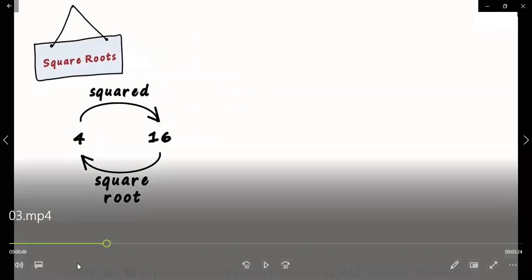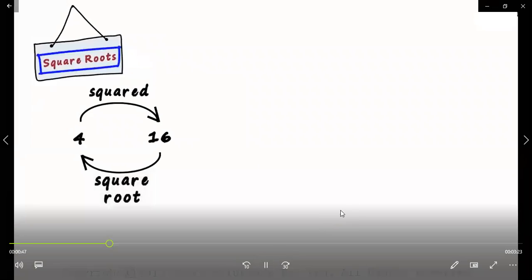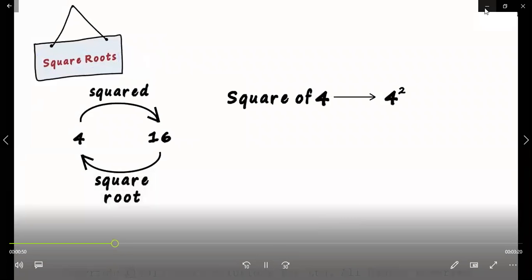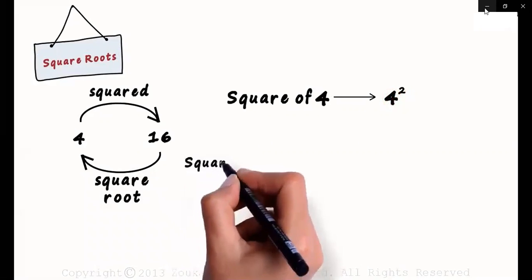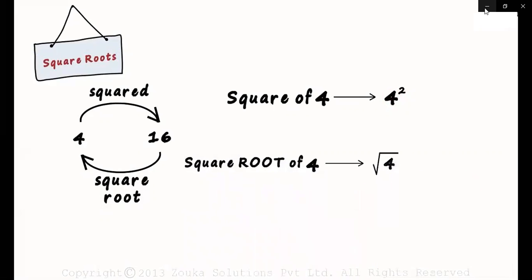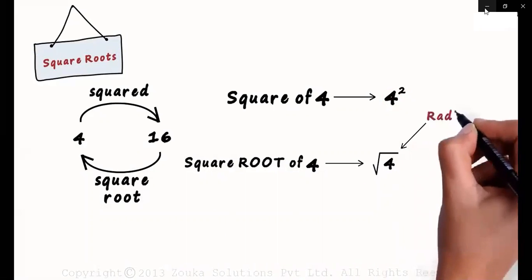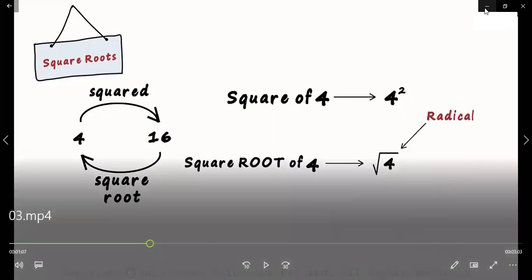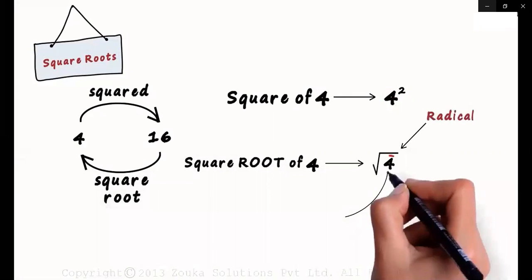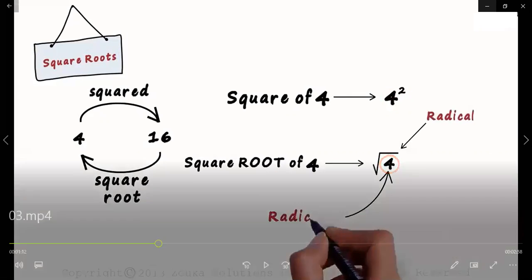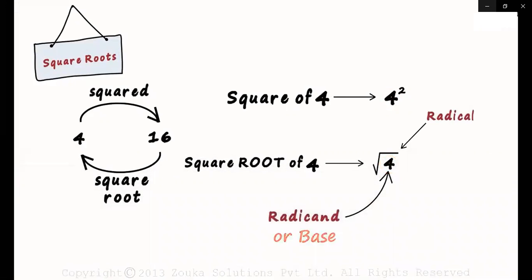Let's see how we represent the square root of any given number. This is how we can represent the square of 4, 4 raised to the power 2, where this 2 is called the power of this number and 4 is the base. So the square of 4 will be 16. Now let's see how we can represent the square root of 4. This is the way to represent the square root of any number, and this symbol which you are seeing on your screens is called a radical, or we can say square root, and the number which is inside the radical is called the radicand or base. We have to keep that in mind.